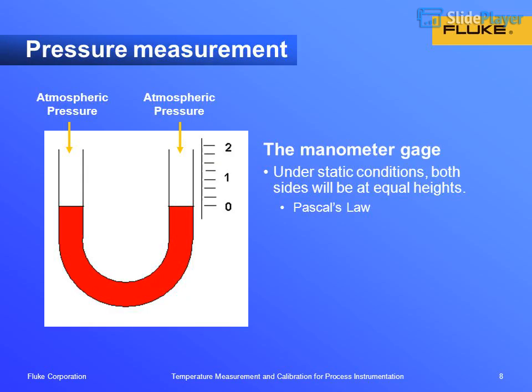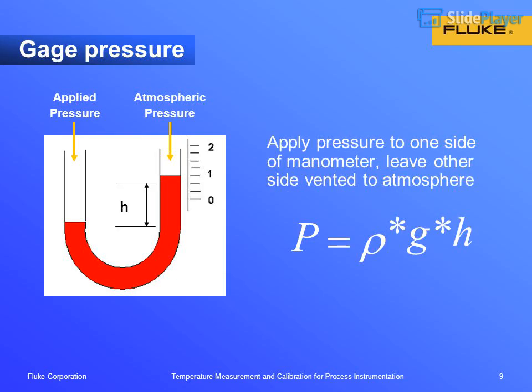The manometer gauge. Under static conditions, both sides will be at equal heights. Pascal's law. To measure gauge pressure, apply pressure to one side of the manometer and leave the other side vented to atmosphere. The height H gives gauge pressure: P equals rho g h.